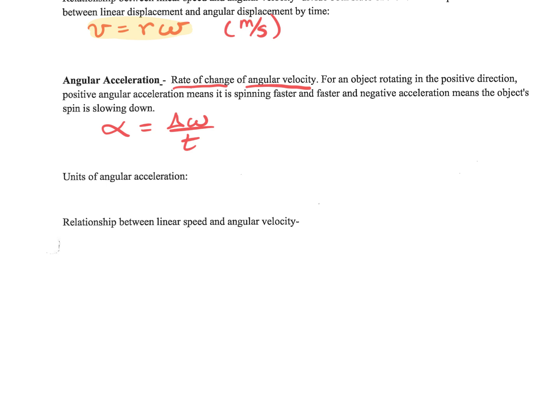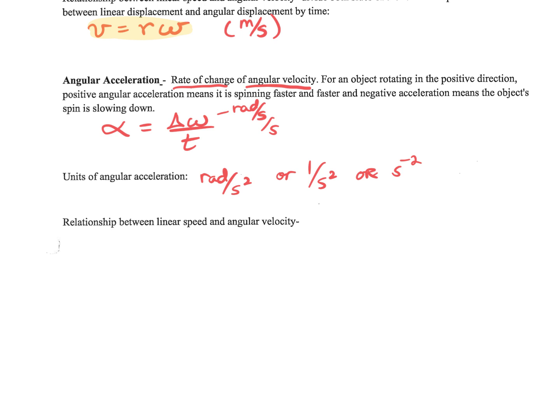So scary. Units of angular acceleration. What are the units going to be? This is radians per second, so this is going to be radians per second squared, or 1 over second squared, or s to the negative 2.